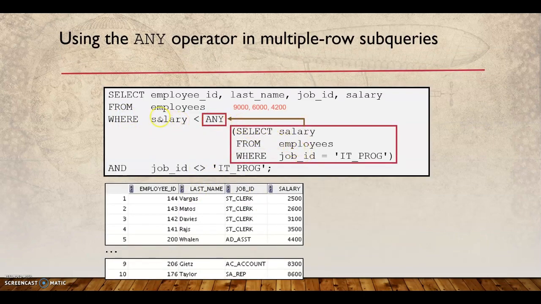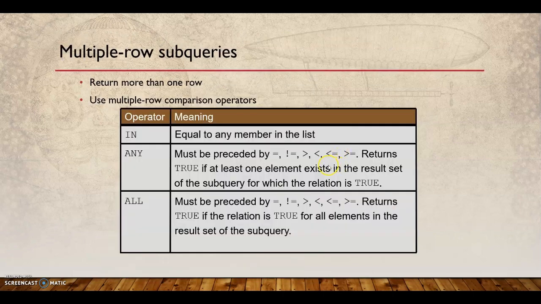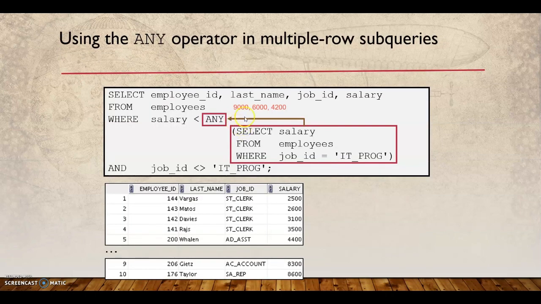So here, if you see, select employee salary where salary is any of this. Here you have a less than operator, so it needs to have an operator. So less than anything, less than 9,000, 6,000 and 4,200, where job ID is IT programmer. It selects the salary for IT programmer, but the salary needs to be less than that of IT programmer, and the job ID need not be IT programmer, anything apart from IT programmer.